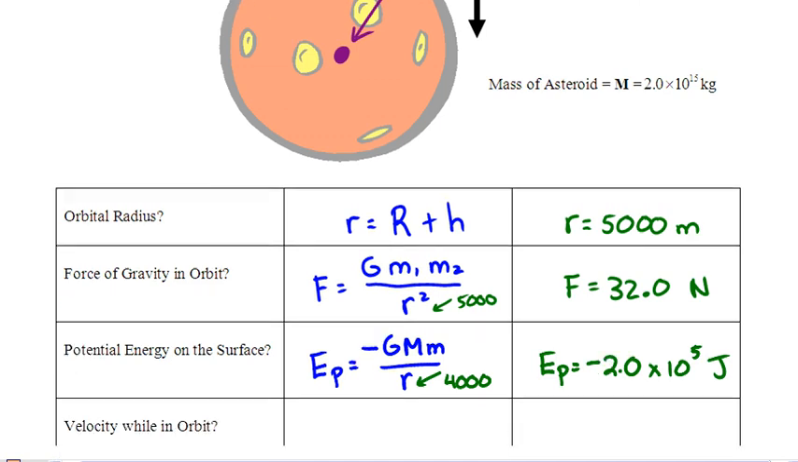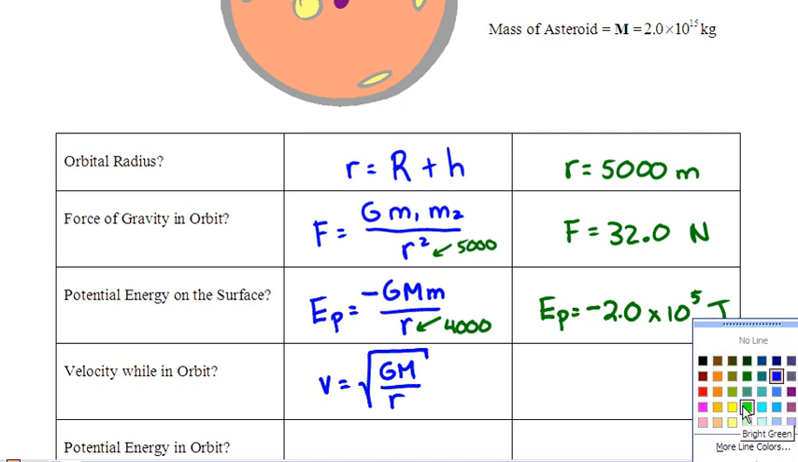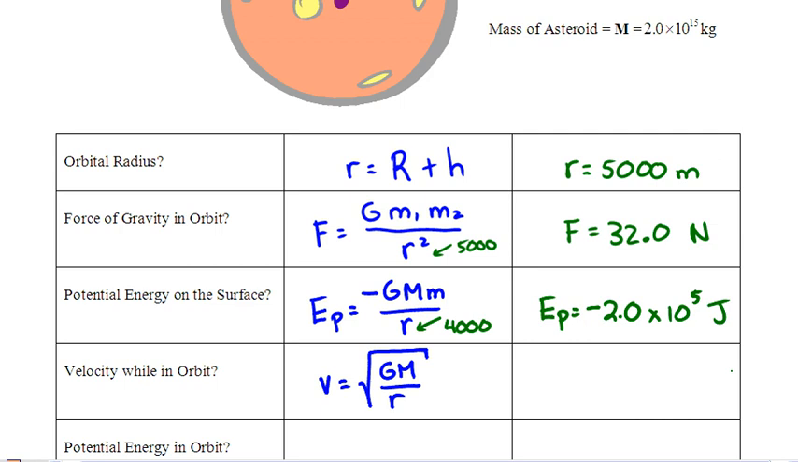The velocity while you're in orbit, I talked about this in the last tutorial video. If you rearrange F net equals ma, you can get to velocity is the square root of G, mass of the asteroid, divided by your orbit size down in the bottom of that fraction. And so that's going to be 5,000 down there. And it turns out this velocity, it's not very fast. Just 5.17 meters per second.